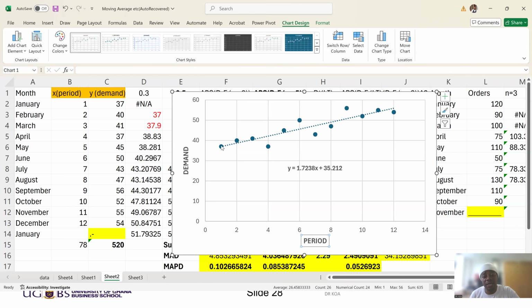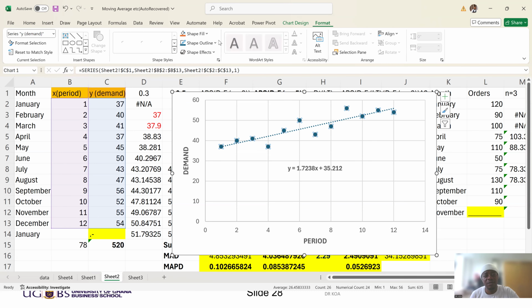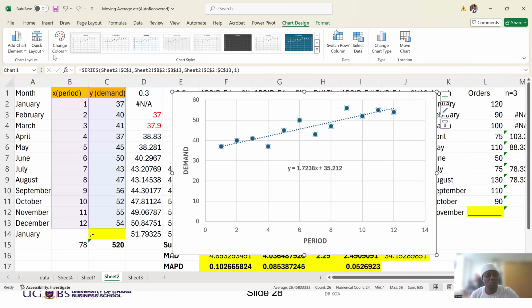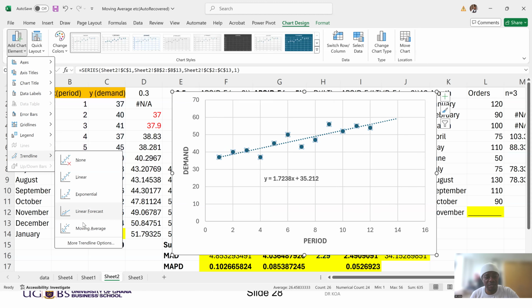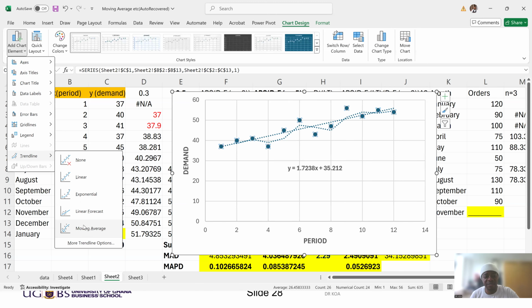For the actual one, you can just click on each one like this, and then you can put some quick trend line formatting right in there for it. So this is a linear trend. This is exponential. This is a linear forecast. This is a moving average. You can see I've just superimposed the moving average on it.